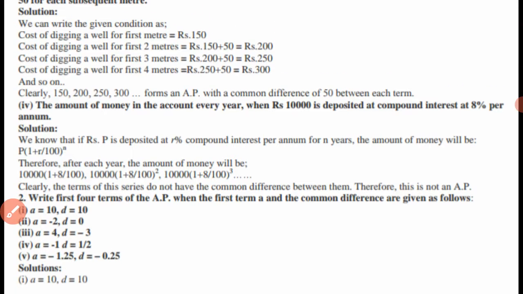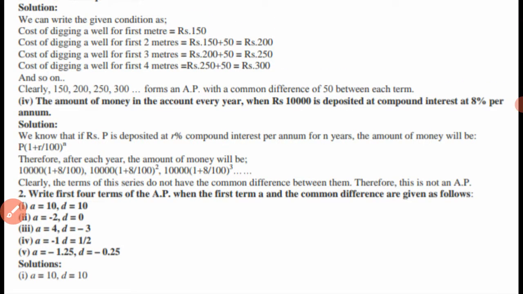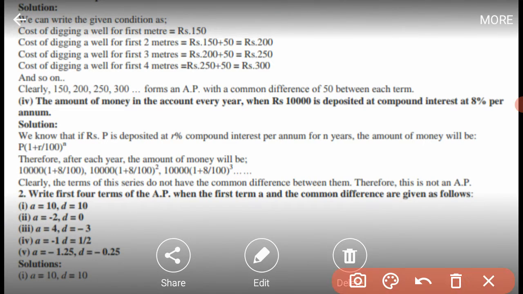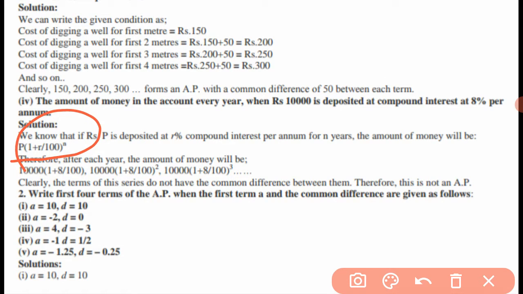Similarly in the fourth case, the amount of money in the account every year when rupees 10,000 is deposited at a compound interest of 8%. Here we find the compound interest using the formula P into 1 plus R upon 100 power n. For every year we have to find the compound interest, and by finding it we will say that it is not an AP.